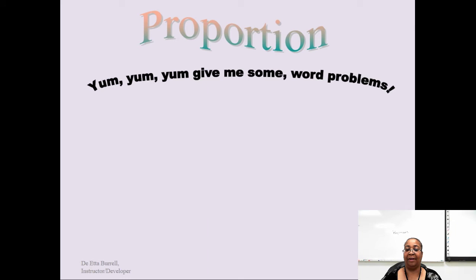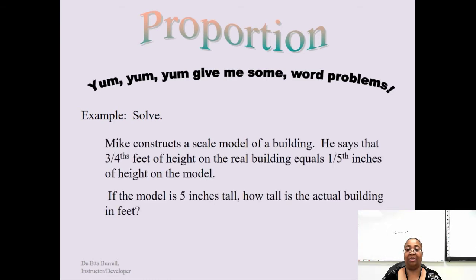So I always love word problems, and you can spot a proportion word problem right away. You have to look for 3 things that are given, and you're going to be looking for an unknown. And the things that are given are going to be equal in some form. So I call these yum yums, give me somes, because they're word problems, so that you don't have a bad attitude about them. Now here's a word problem that we're going to solve.